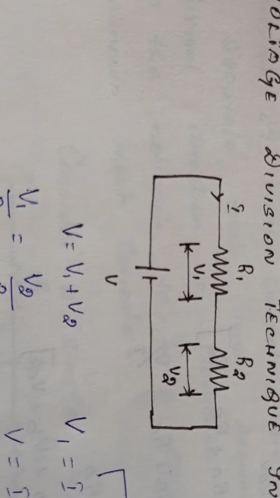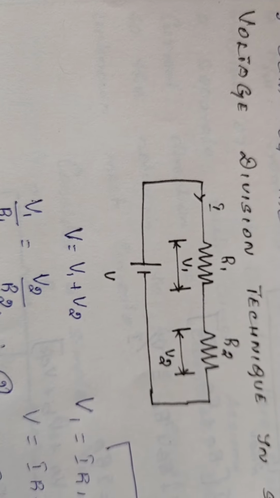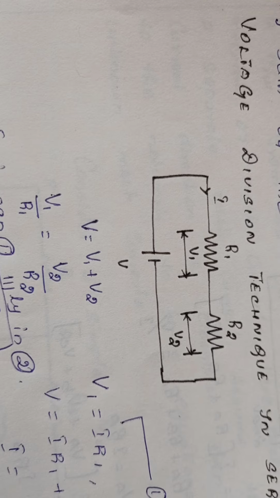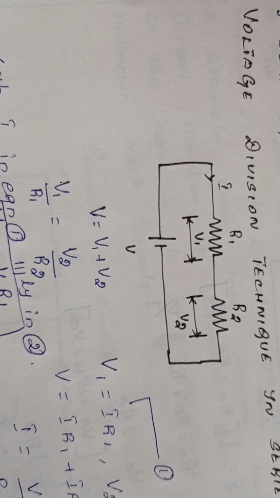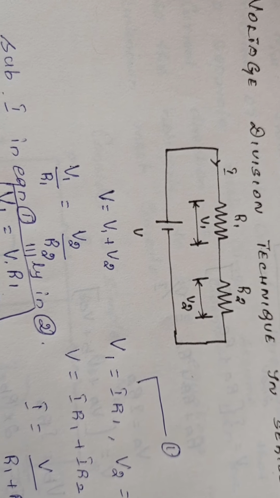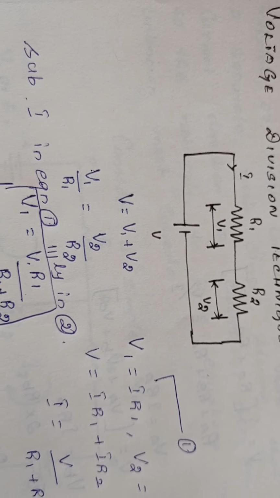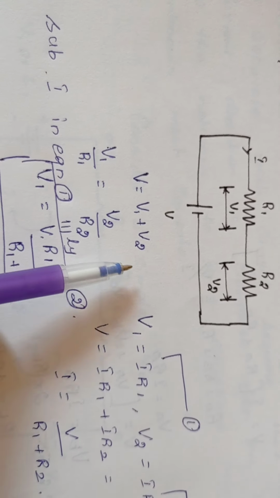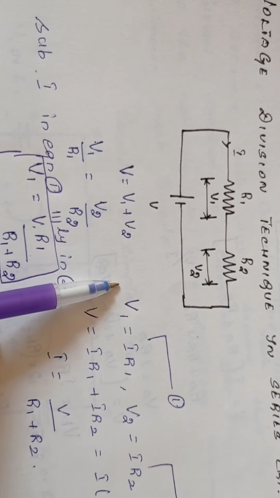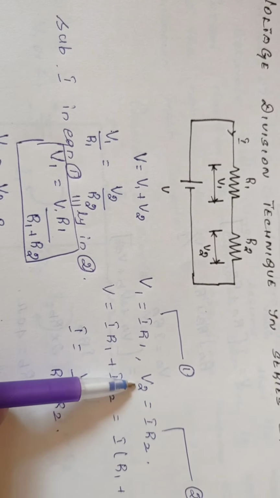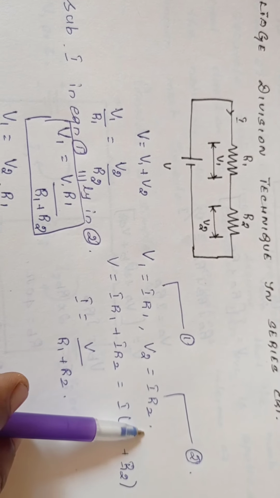Now let us consider the resistances R1, R2 connected in series with the total current I flowing through this. Battery voltage source, plus and minus, is connected to the circuit. V is given by V is equal to V1 plus V2. We know that by Ohm's law, V1 is equal to I into R1, V2 is equal to I into R2.